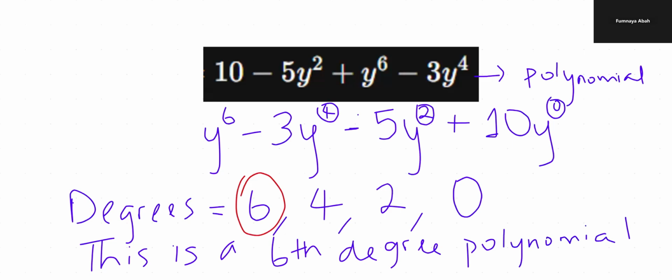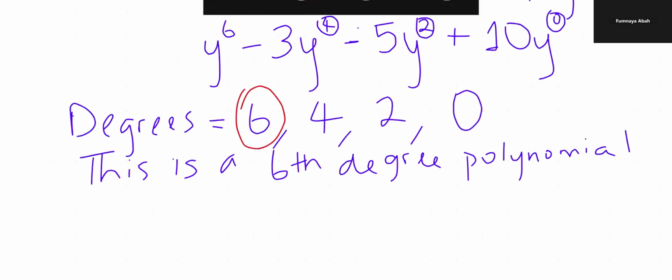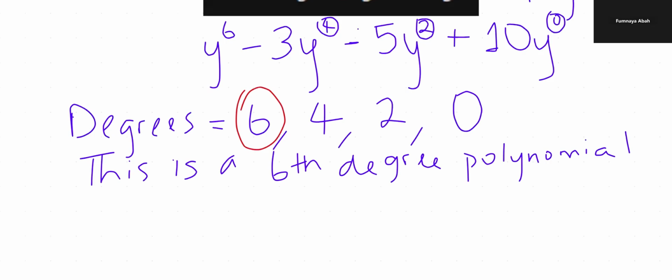So now let's find the leading term and coefficient. Since we know that the highest degree of all the terms in this expression was 6, we considered the term that had 6 as a degree, which was y raised to the power of 6. So therefore, y raised to the power of 6 is the leading term because it had the highest degree of 6.